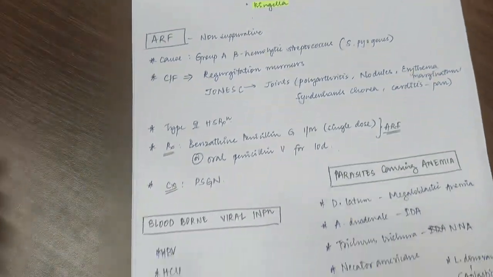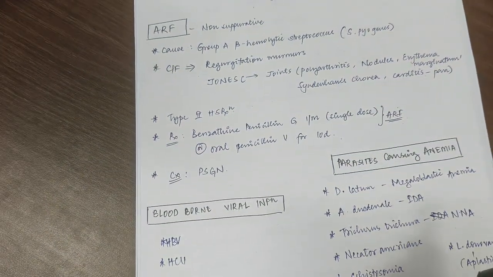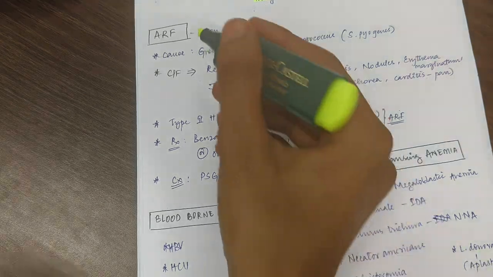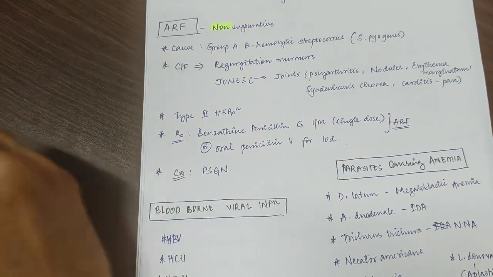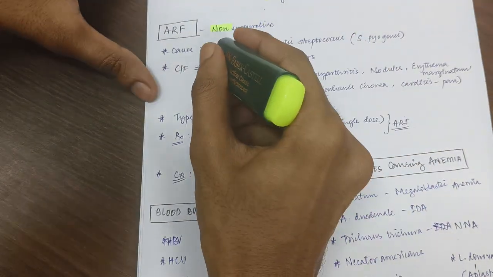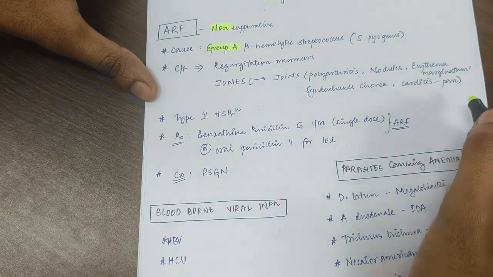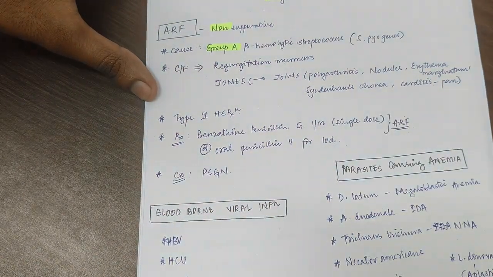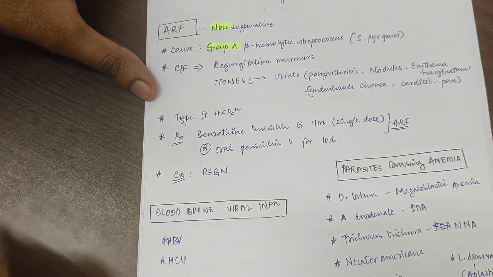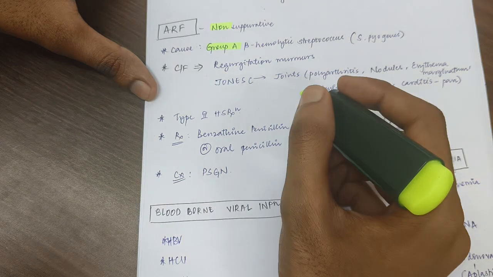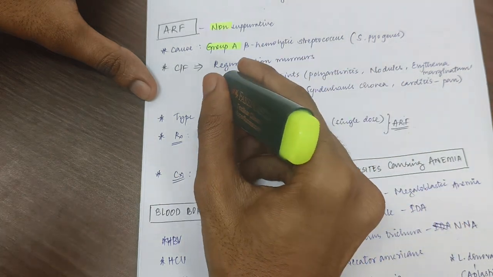Coming to the next topic, that is acute rheumatic fever. It is a non-suppurative lesion. So coming to the cause of it, it's a group A beta hemolytic streptococcus. You are going to see the beta hemolysis. That's why it's named as beta hemolytic. Okay. Coming to the clinical features, again murmurs and JONES.